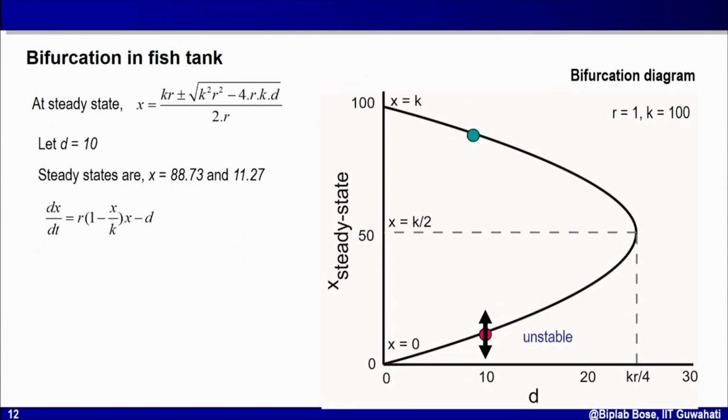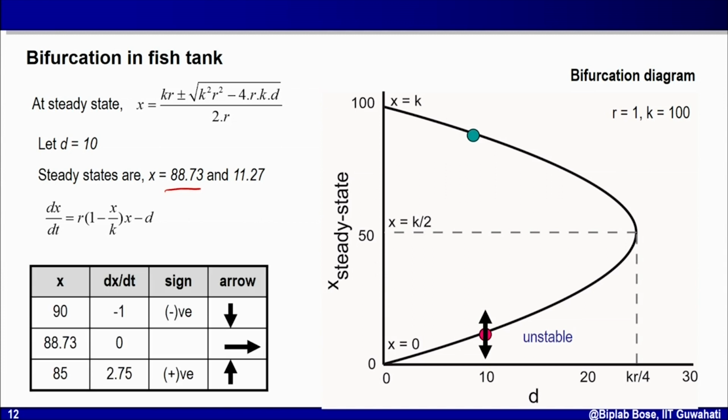Let us look into the green dot, that is 88.73. Again, I will use the tabular calculation. So I have a table with 4 columns and 3 rows. The middle row is representing steady state 88.73. Obviously the dx/dt will be 0, so I have a horizontal arrow.